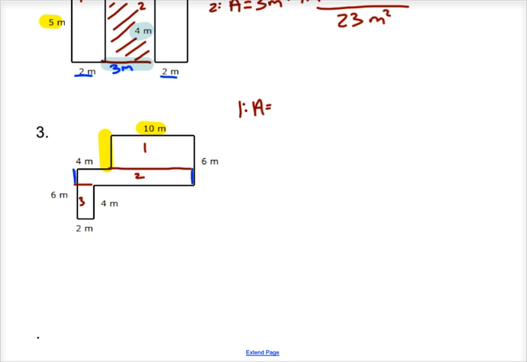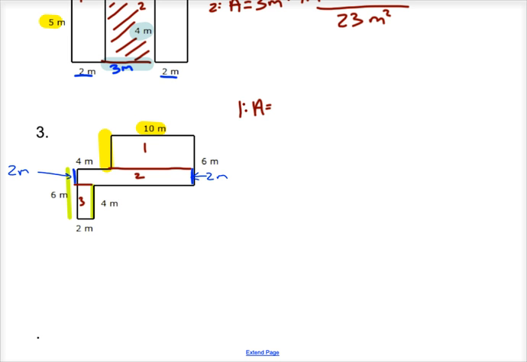Well, I noticed that the entire left side is 6. So right over here, this entire left side is 6. And this much over to the right of it is 4. So the difference must be 2. So this piece right here is 2 meters, which means my piece right over here is also 2 meters.